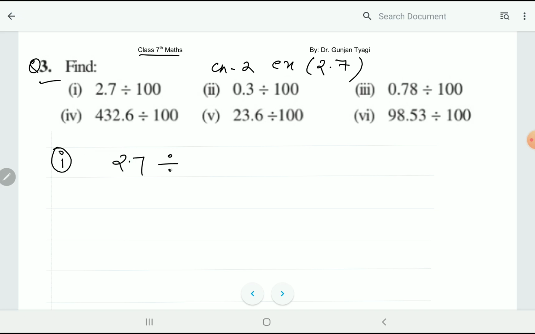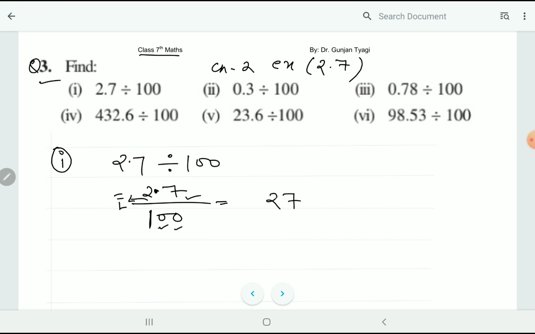2.7 divided by 100. As I told you, first of all write it as a fraction, and when you divide a decimal number by 10, 100, 1000, the digits will never change. 2 and 7 are here, 2 and 7 will come in the answer, but the decimal will shift places toward the left. The number of places depends on the number of zeros present in the denominator.